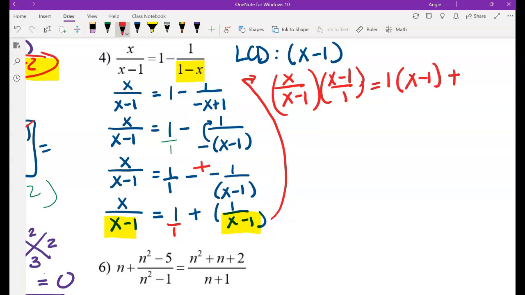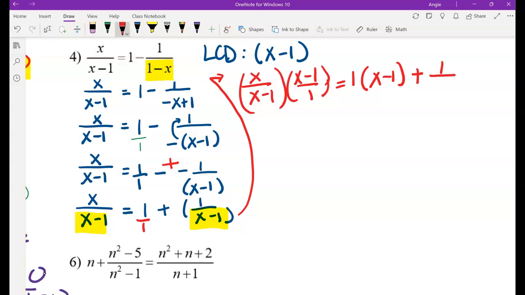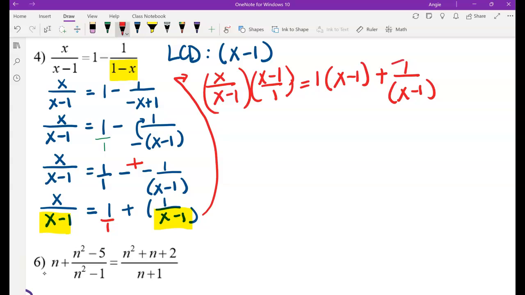Now it's a plus, I'm sorry. Now the third fraction is 1 over x minus 1, and your LCD is x minus 1, over 1, just like that. There you go. So now let's start canceling. That one's going to cancel. The second term doesn't have a fraction, so there's nothing you can cancel there.